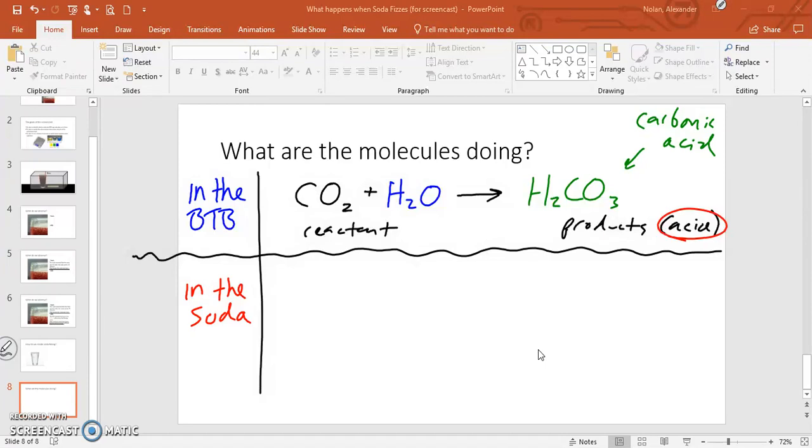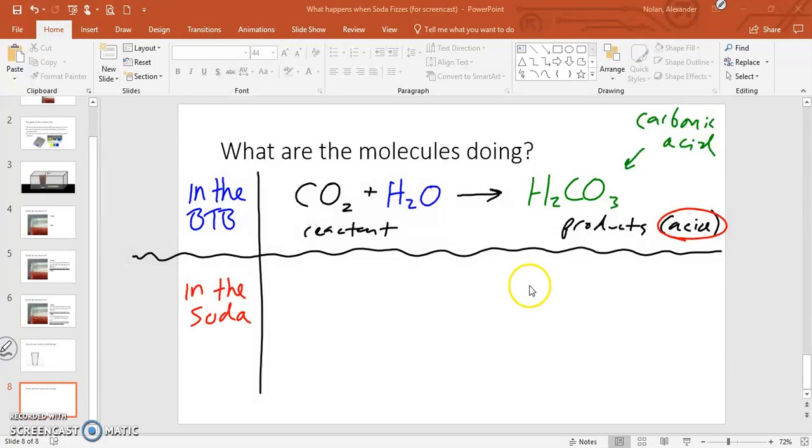So carbonic acid is what's in that soda. It's a very mild acid. Don't worry, it's not very bad for you. And so actually, the carbonic acid is being created inside of the BTB when the CO2 and the H2O combine. This is a chemical reaction.